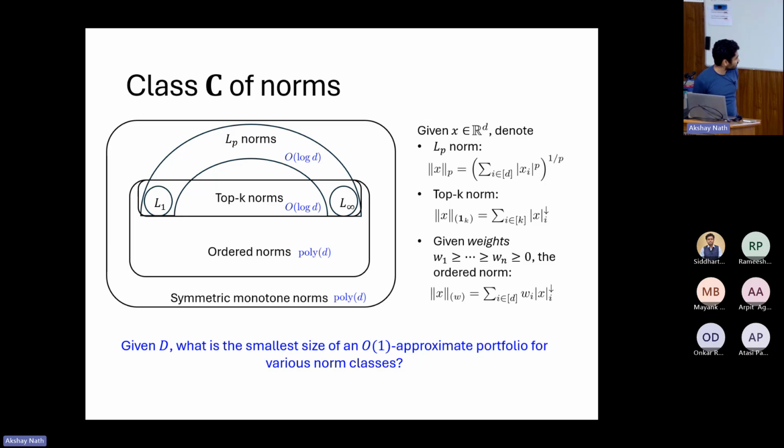So the answer is polynomial in D for ordered norms and symmetric monotone norms, which is not good because these bounds are tight. But then, of course, the next question is, can you find specific problems where you can reduce this polynomial in D to polylog D? I will try to illustrate a couple of examples and a new technique where now this is a counting problem instead of just an optimization problem. A lot of the classical primal-dual arguments or anything in approximation algorithms, you can extend them not just to finding the optimal, but to counting the number of solutions.